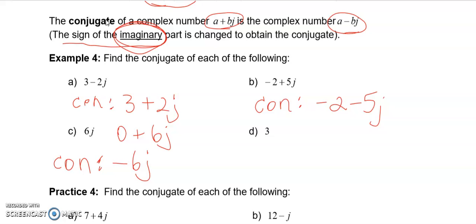The last example here is just the number 3. Now it might not look like it, but that's a complex number, and yes, it is in rectangular form, because you can think of that, if you like, as 3 plus 0 times j. The conjugate would be 3 minus 0 times j, which again is just 3. So notice the sign of the real part does not change.